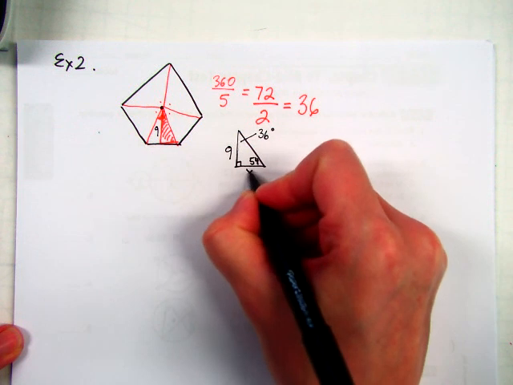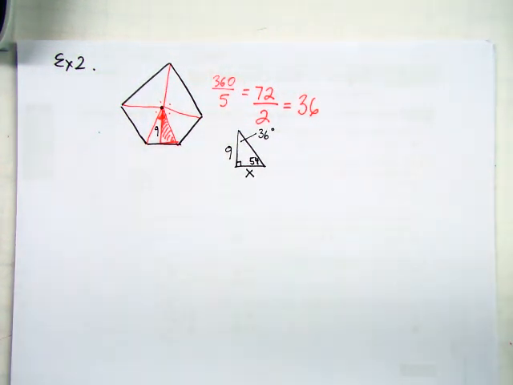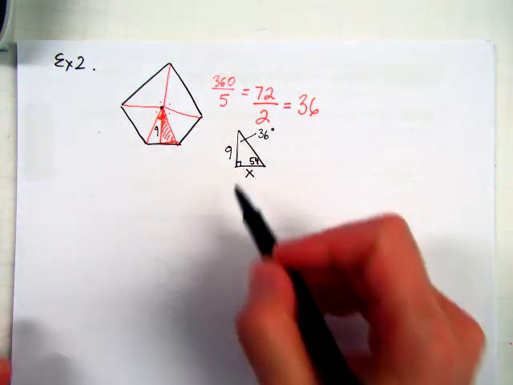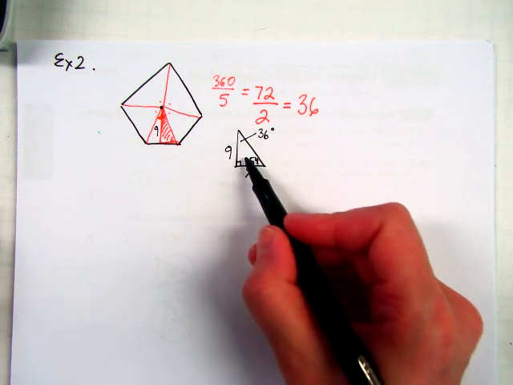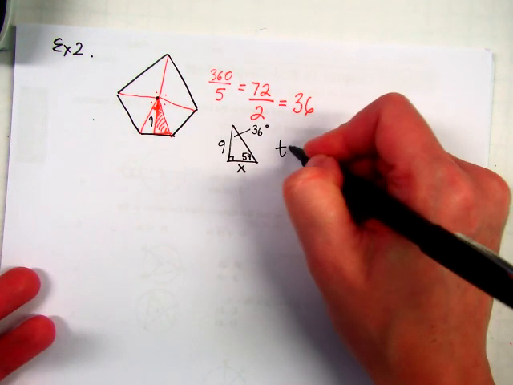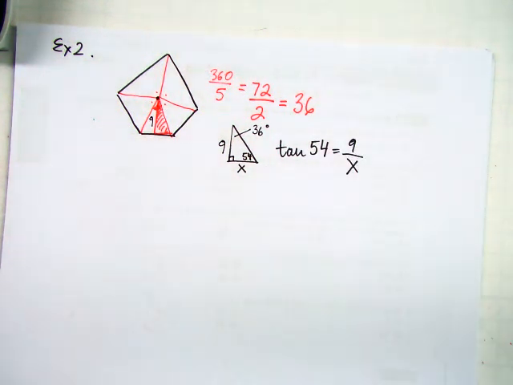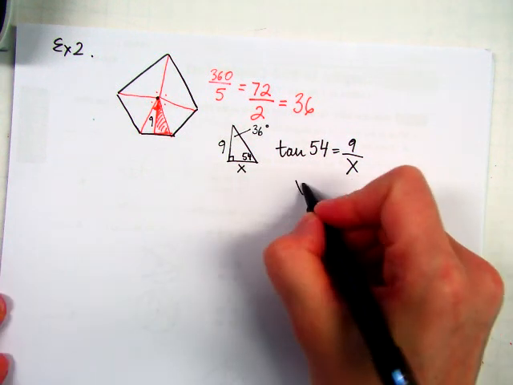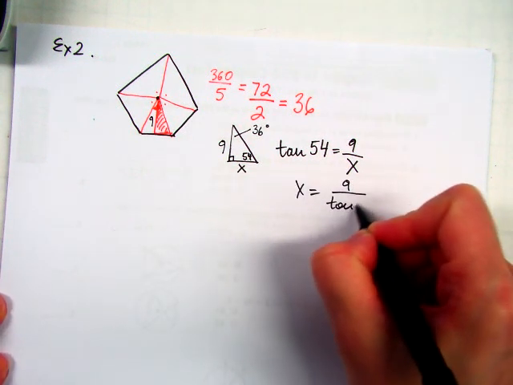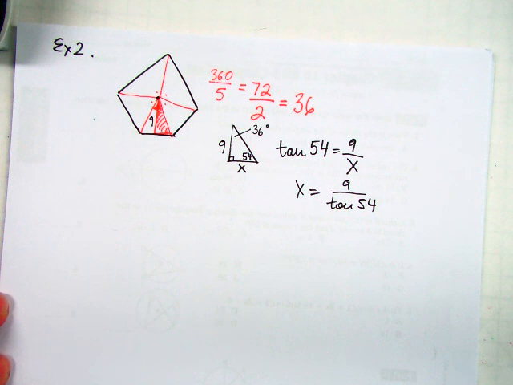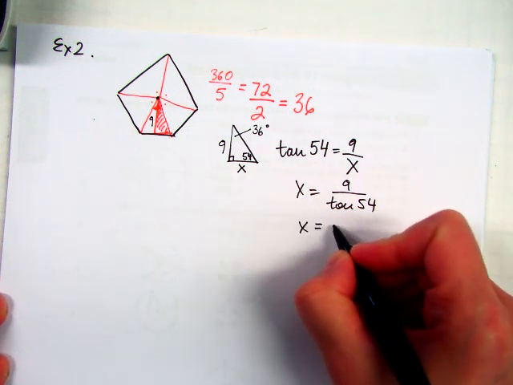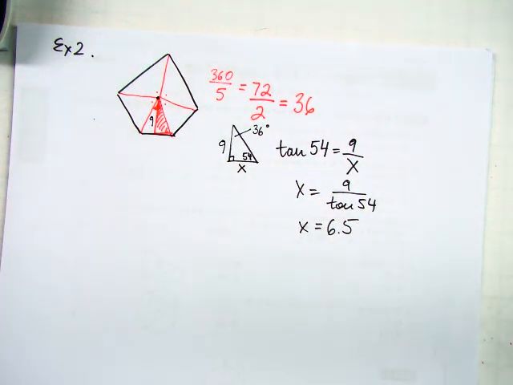I want to find this right here. How do we find that? Sine, cosine, or tangent? Tangent. And it actually depends on which angle you want to go with. Let's go with the 54. So we would do tangent of 54 equals 9/x. Switch the x with the tangent: 9 divided by the tangent of 54. Did you guys get 6.5? Let's round it to the nearest tenth.